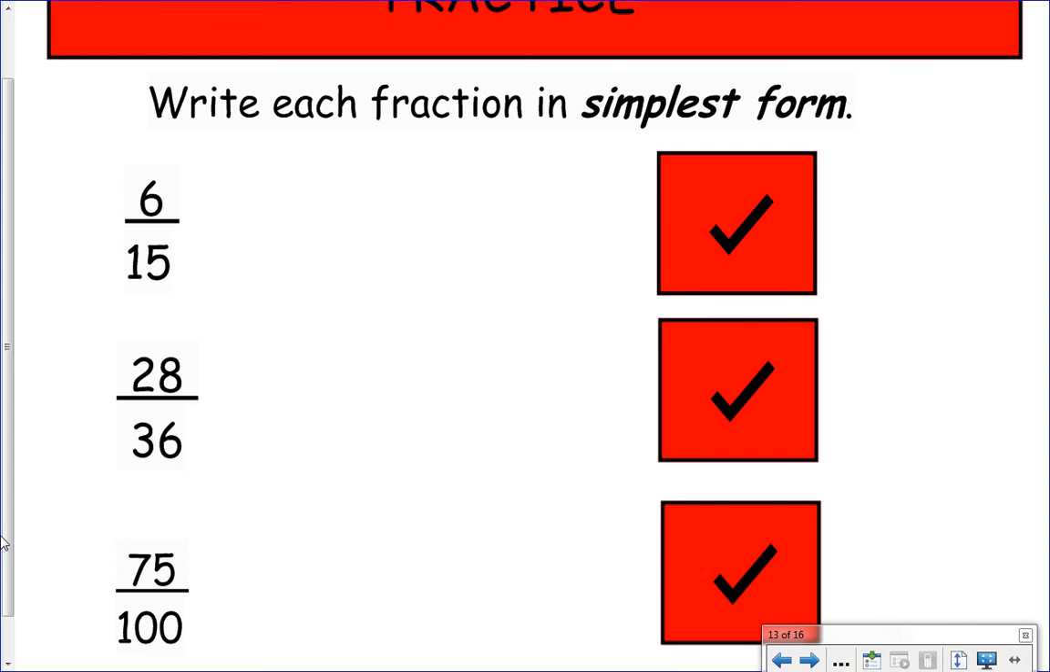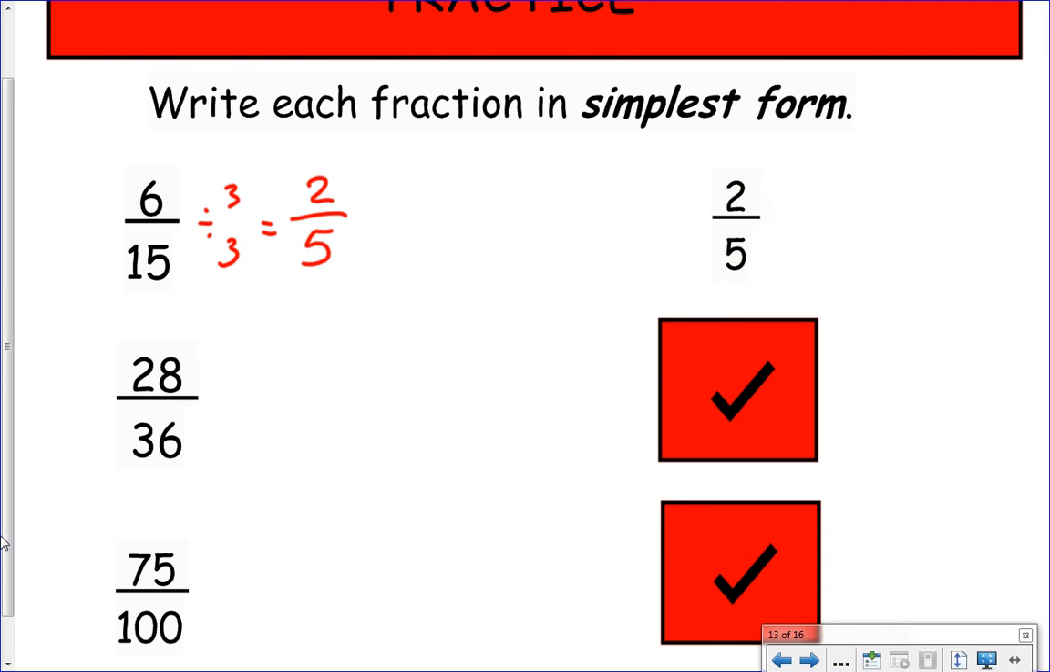So let's move up to 3s. Can 3 go into 6? Yes, 3 can go into 6 2 times. Can 3 go into 15? Yes. Okay, so I'm going to divide by 3. And that's going to give me 2/5. Can I divide any further? 2 and 5 are both prime numbers, and they're only divisible by itself, so I can't go any further with that. Okay, 2/5. All right, so I've got 28 over 36.